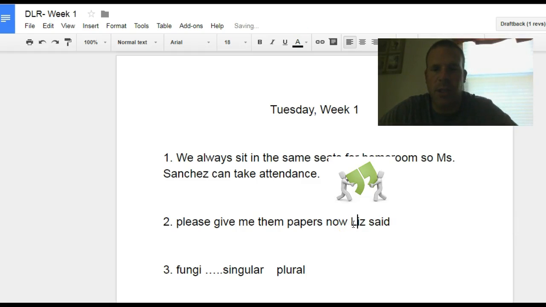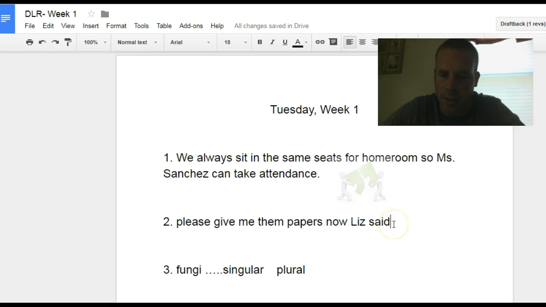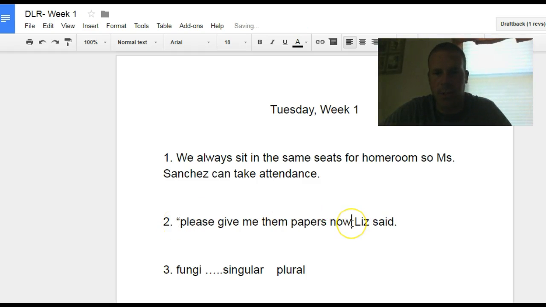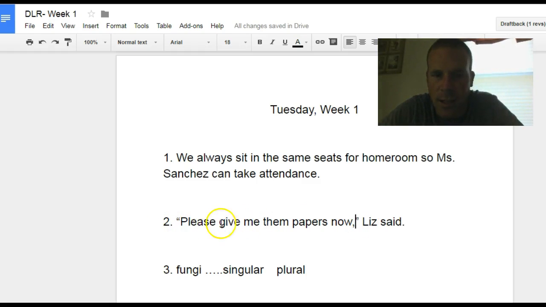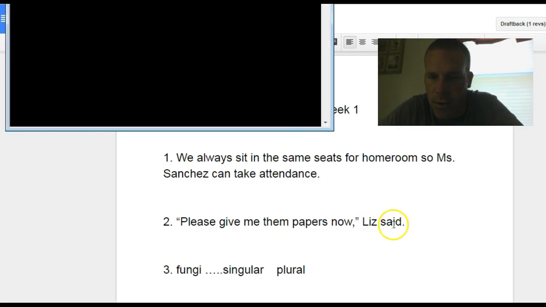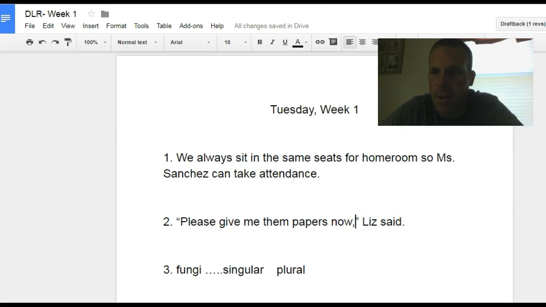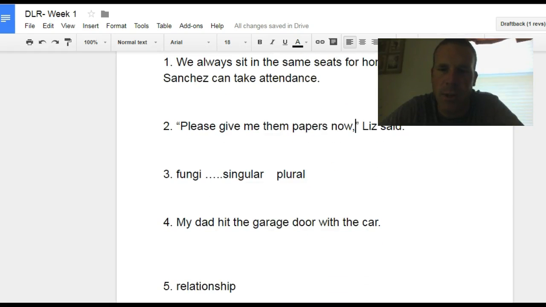I'm going to fix the Liz right there, capital L, and I'm going to put a period at the end because that's going to get a period at the end. What you do then is you put quotations around what they said, so please give me them papers now. That's what she said, so we're going to put quotation marks around that because we're quoting her. And since it is the beginning of a sentence, we can capitalize please. What you do at the end of your quotation generally is you put a little comma right here after now and still inside the quotation mark, and that lets us know that's where the quotation ends. Then you give us your speaker tag afterwards. Again, we're going to spend a lot more time on quotation marks, but it won't be for this week of daily language review.